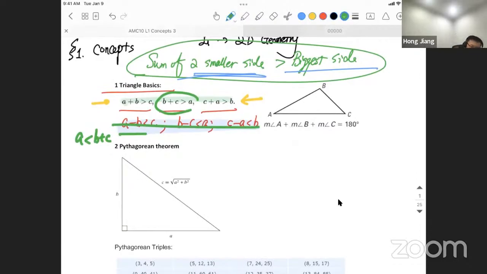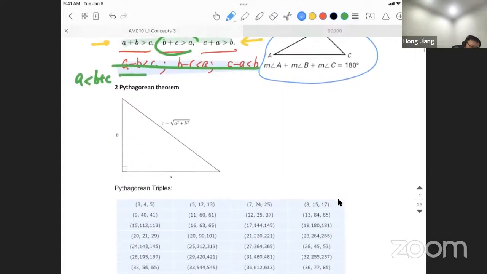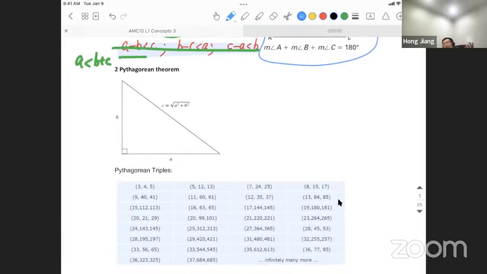And the other one is also very intuitive, right? Whenever you have a triangle, the 3 angles adding them together equals 180 degrees. That's it, right? All right. So the first one, let's go to the second one, the Pythagorean theorem.